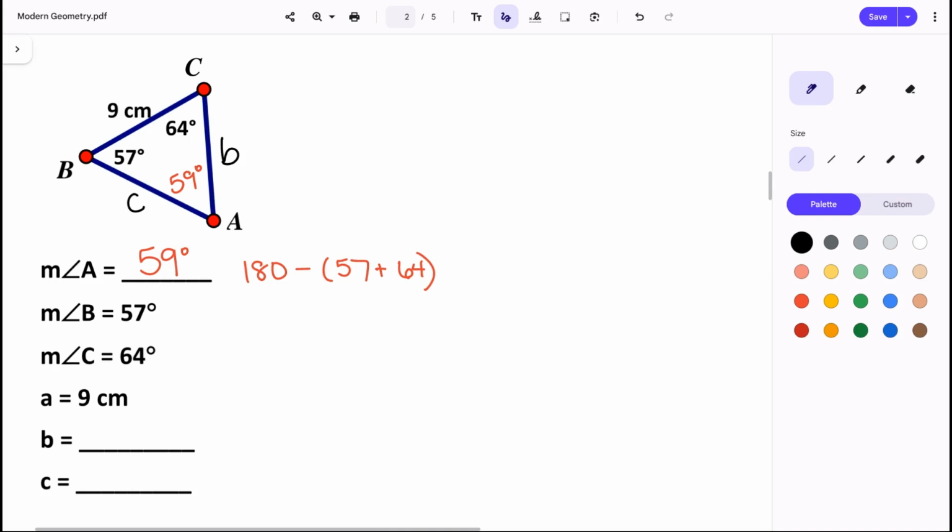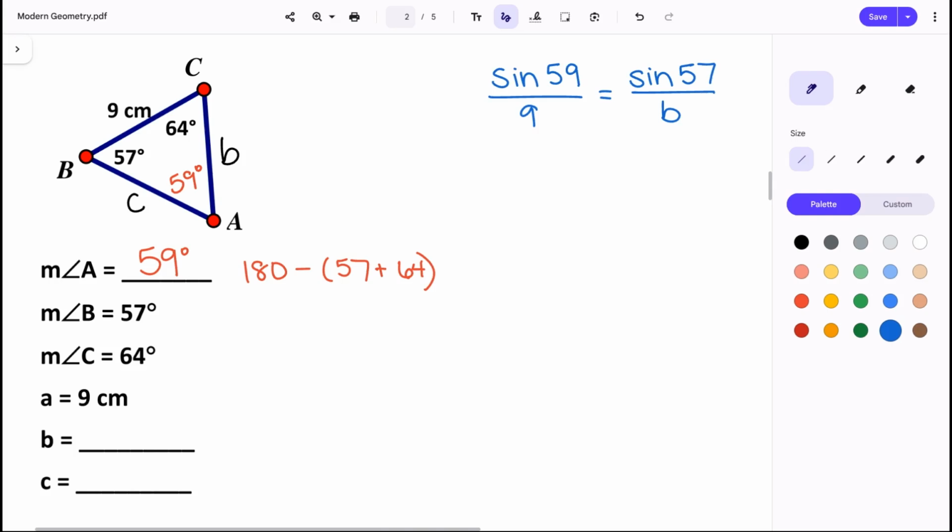All right, someone want to walk me through, if they feel confident about their answer, how you got little b? The sine of 59 over 9 equals the sine of 57 over 3. Everyone agree with how she set that up? Okay, you have the 59 and the 9, so those need to go together, because that's the opposite angle, opposite side. And then sine of 57 is going to go with your little b, because those are opposite of each other.